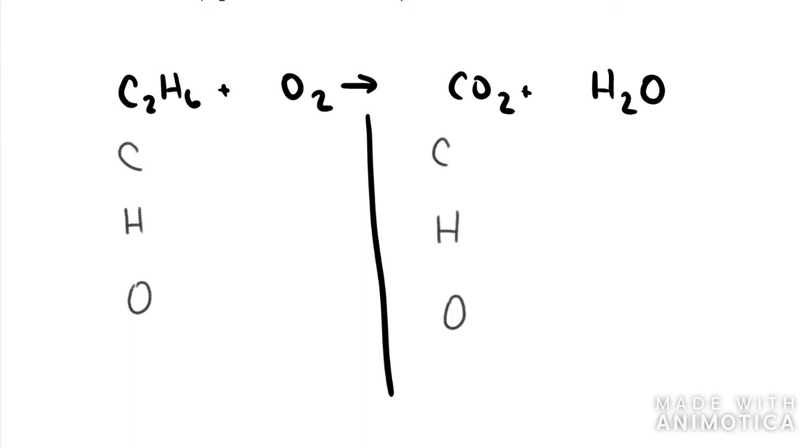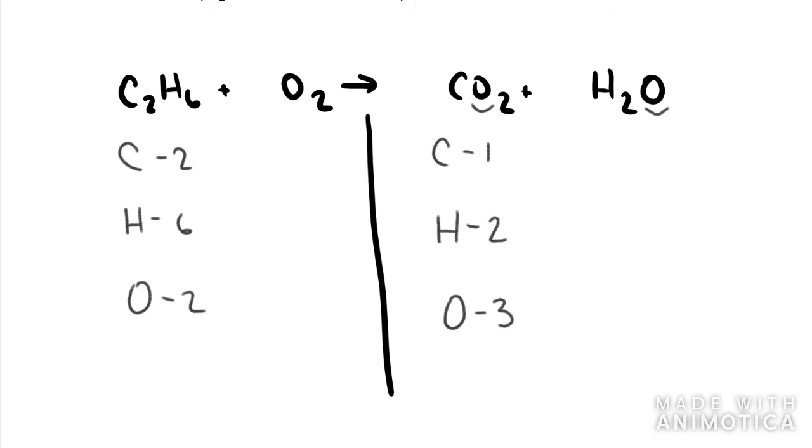So we have 2 carbon, 6 hydrogen, 2 oxygen. Now this one's a little tricky again because we have oxygen in 2 spots, but we'll get to that when we get there. There's 1 carbon, 2 hydrogen, we have 2 oxygen over here and 1 over here, which means we have 3 in all.